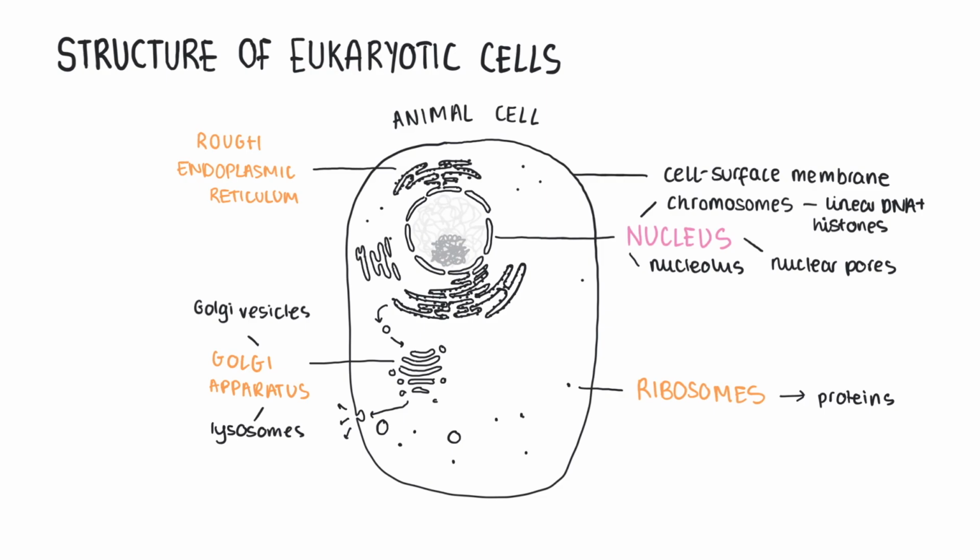So now we have another type of endoplasmic reticulum. This time it doesn't have any ribosomes on the surface, so we call it the smooth endoplasmic reticulum. This one has a role in synthesizing and processing lipids like cholesterol and steroid hormones.